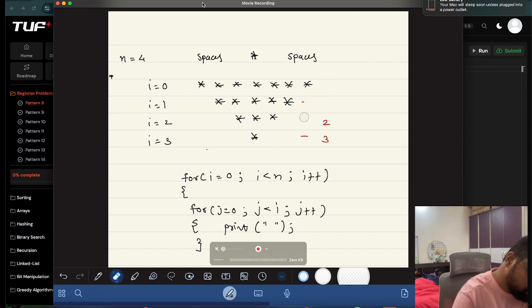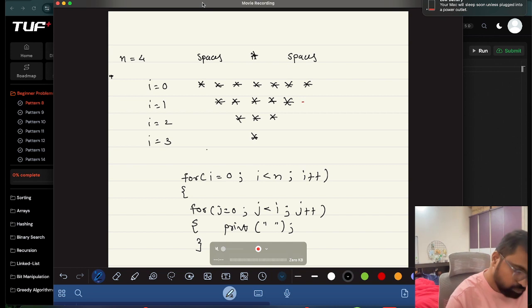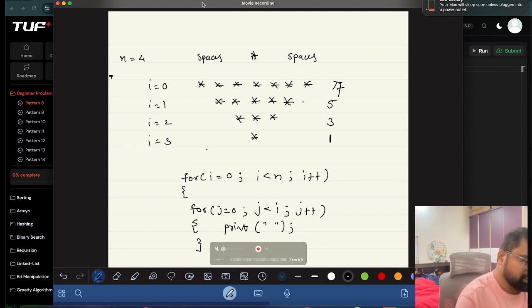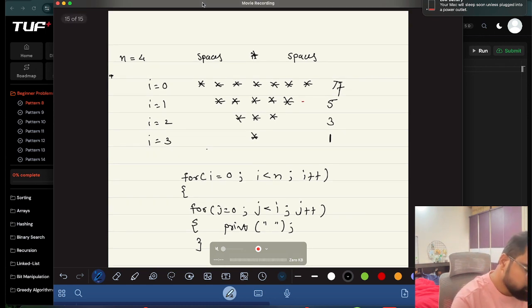Okay, let me just remove this particular thing. For the first row we have 7 stars. For the second row we have 5, then 3, and then 1. So they are decreasing by 2 basically. There can be multiple logics around this, but we will try to build something with i and n.